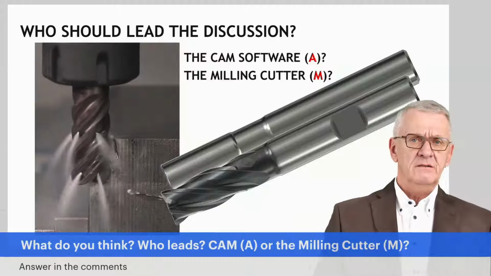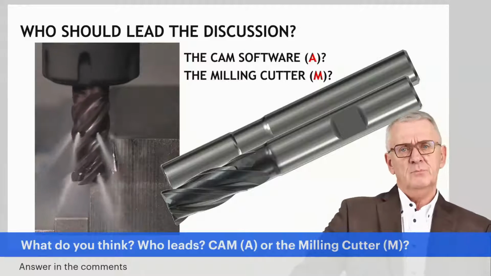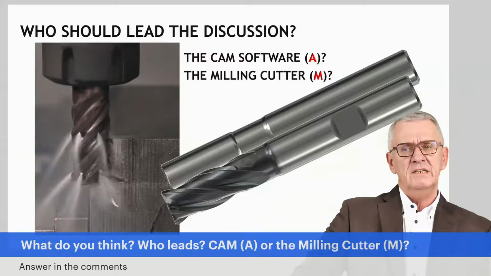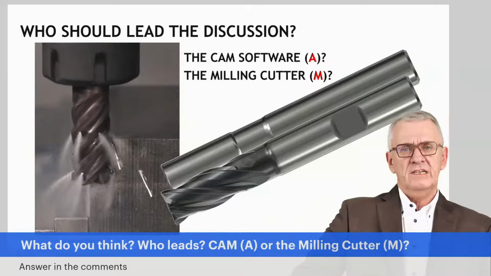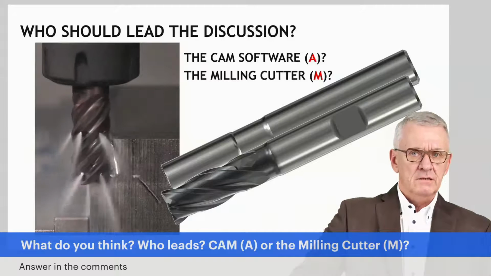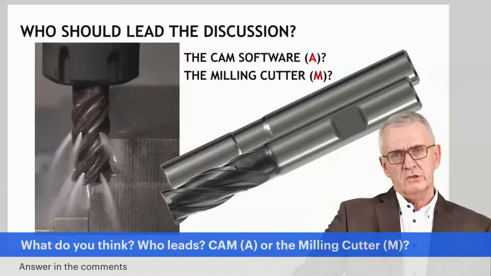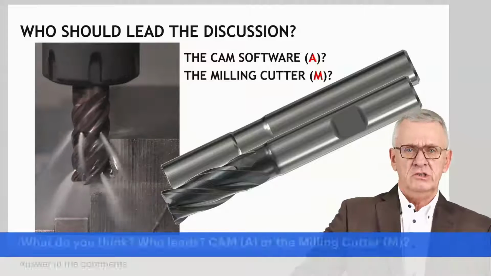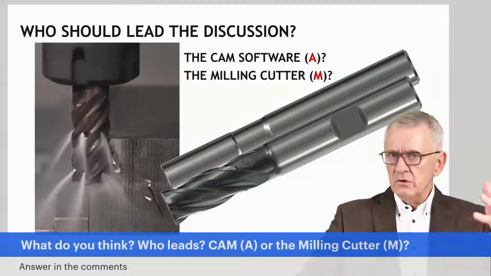But anyway, what do you think? Based on your experience, and put it in comments here, what do you think? Should CAM lead the discussion? Is it the tool part comes first and the milling cutter comes second? That would be option A. Or do you think, no, it's the way around it? The milling cutter comes first and the tool part needs to be generated such that I maximize the possibilities of the cutter. What do you think?